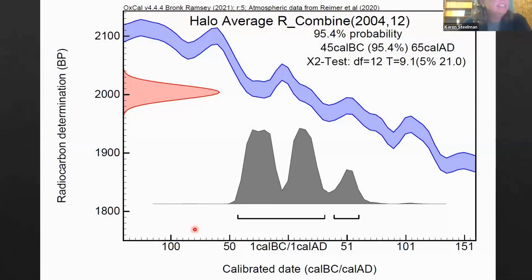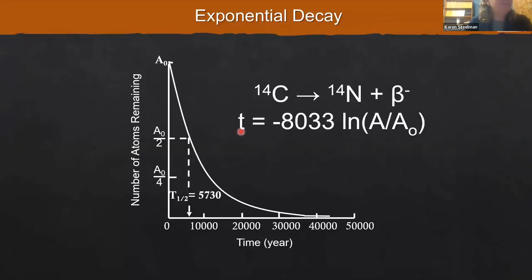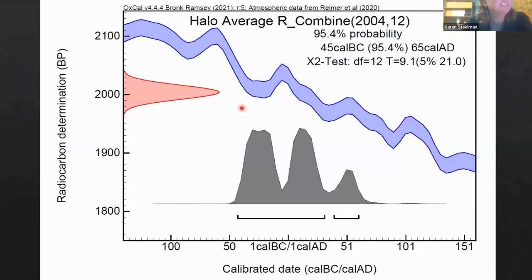Once we have that age, we can calibrate it and then convert that. So this would be the T that you get from this calculation right here, and this is for Halo Shelter here in the Lower Pecos. And it would be 2004 plus or minus 12. This is an average again, that's why that error is so small. But you come across and you get a 45 BC to 65 AD calendar range.